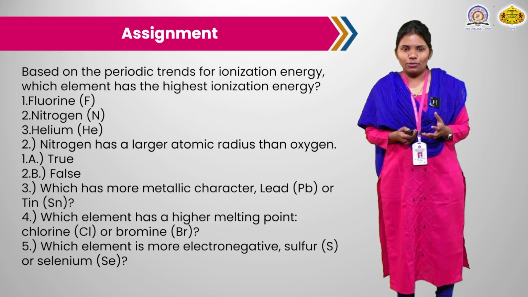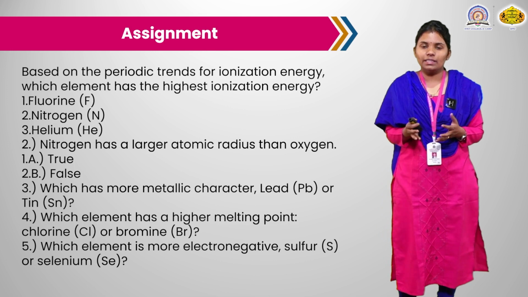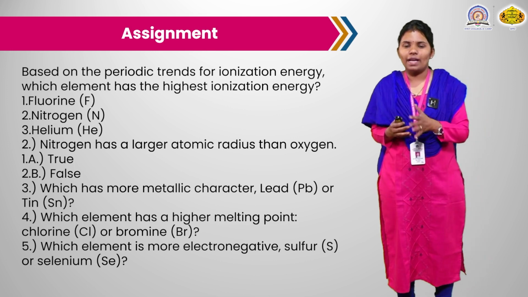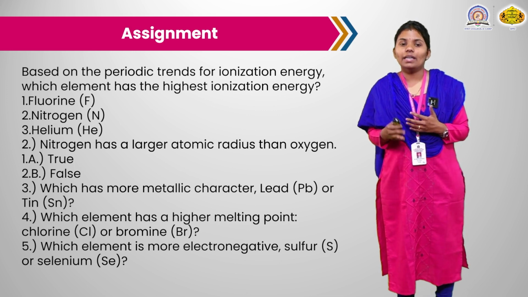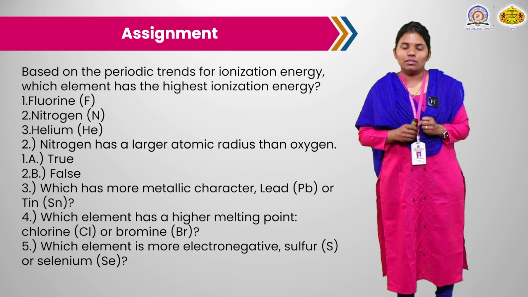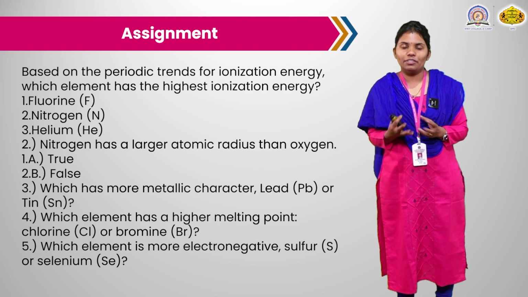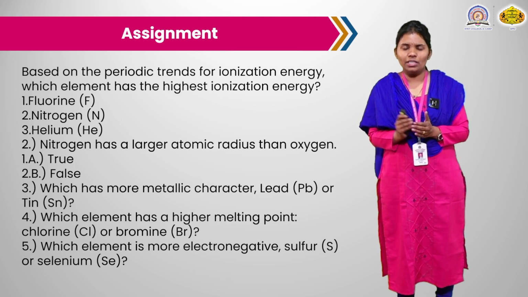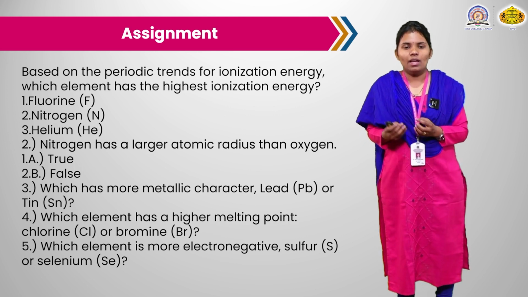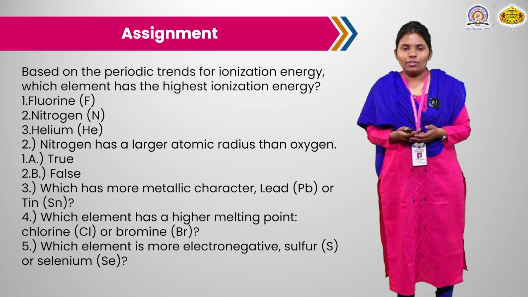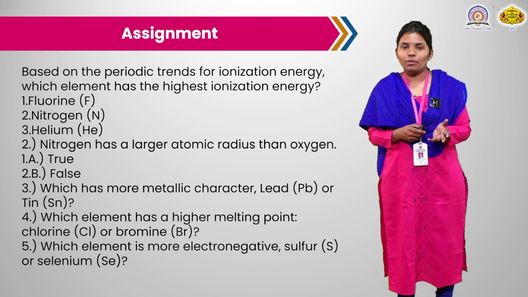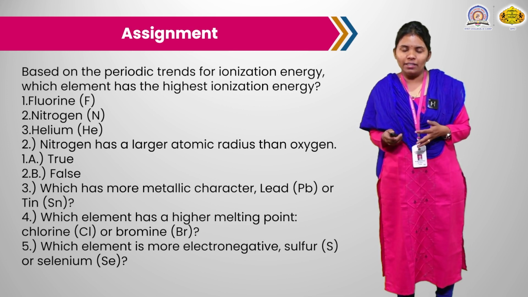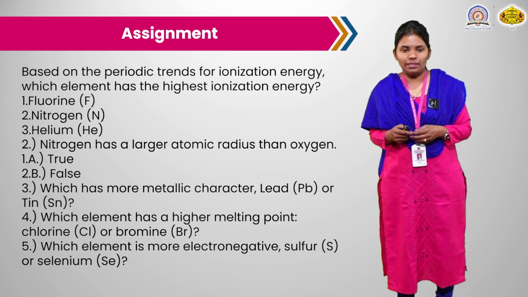Here is the exercise for you, an assignment on the basis of periodic trends, that is the ionization energy. Which element has the highest ionization energy among the following: fluorine, nitrogen, helium? You can use the definition of ionization energy: an element with a completely or half filled electronic configuration has high ionization energy. Nitrogen has a larger atomic radius than oxygen. Take the hint from how the periodic trend varies from left to right.